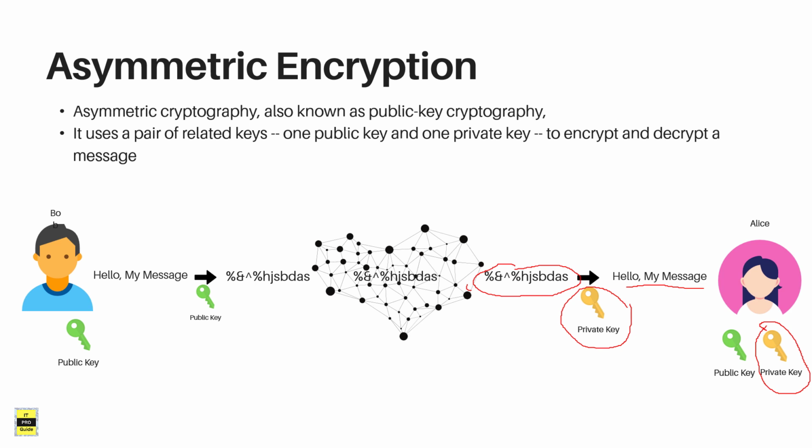So whenever Alice wants a confidential communication, Alice shares the public key with the other party, and they encrypt their message using the public key and send it over the internet.